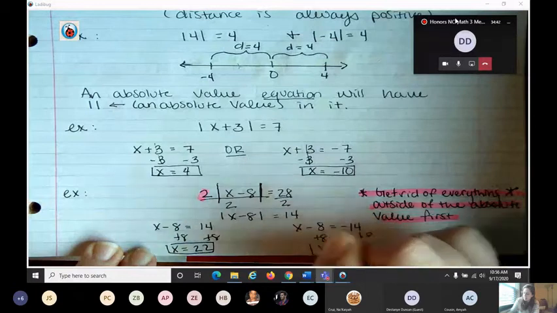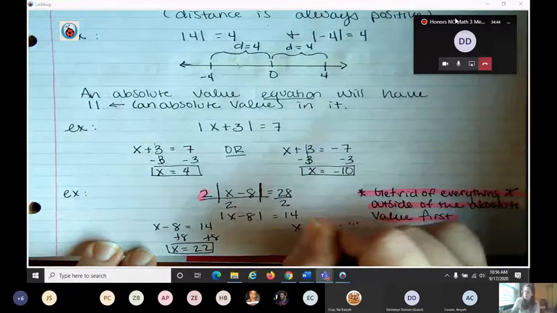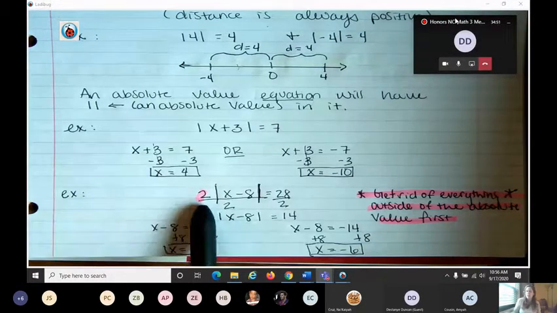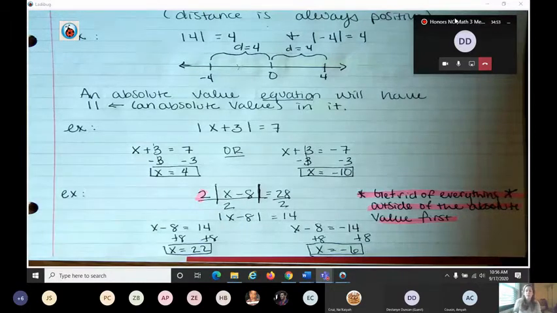And that's my second solution. So I've got my two solutions here from the two equations that I created. And the first thing I had to do in this equation was get rid of that coefficient 2. Okay, what questions do you guys have about that equation?